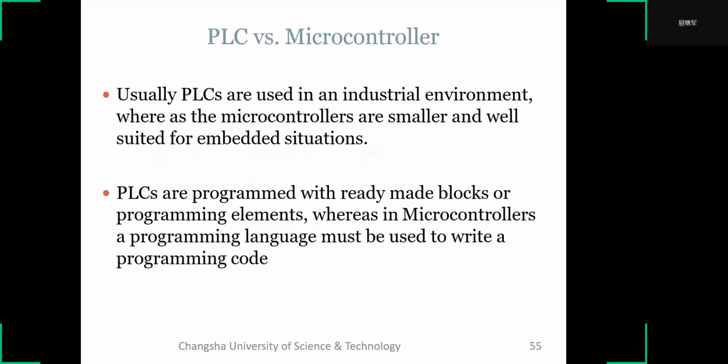Let's have a comparison of the PLC and the microcontroller. Usually, PLCs are used in individual industrial environments, whereas microcontrollers are smaller and well suited for embedded situations.